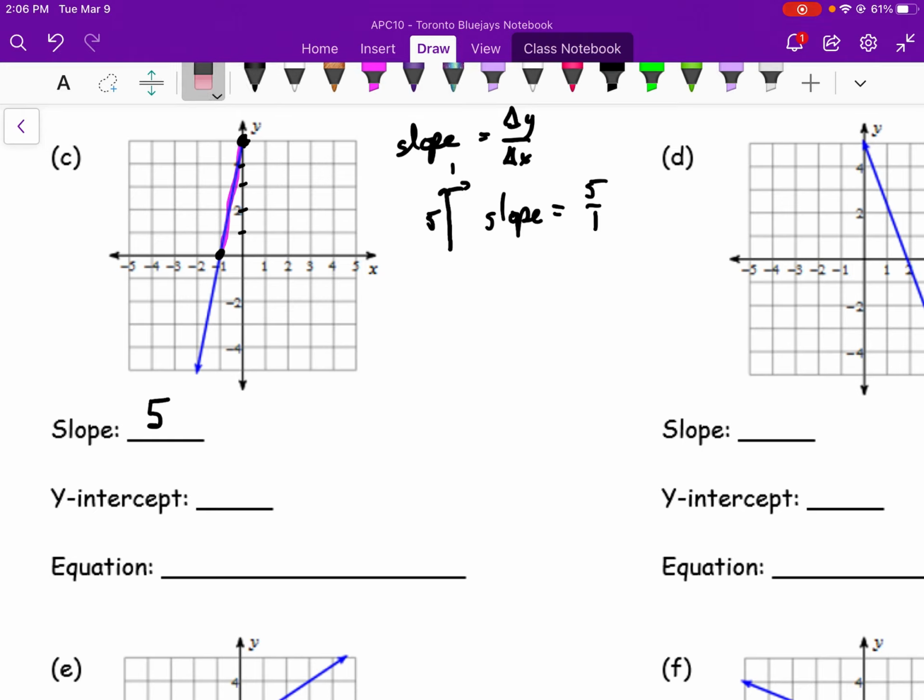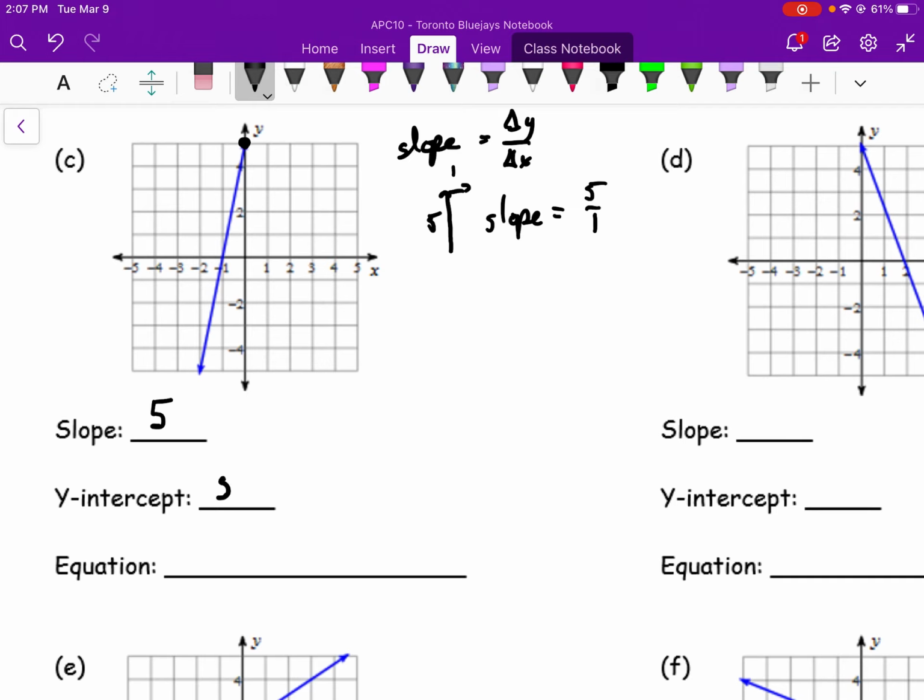My y-intercept: now I ask myself, where does this cross the y-axis? It crosses it also at 5. So if m is equal to 5, b is equal to 5, the equation is y is equal to mx plus b, so y is equal to 5x plus 5.